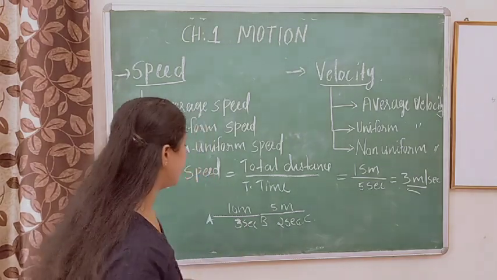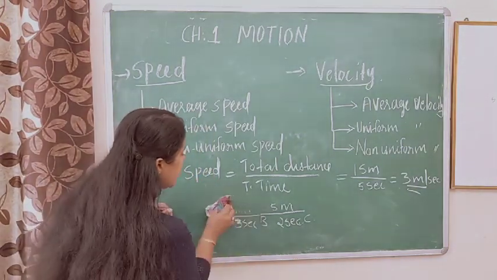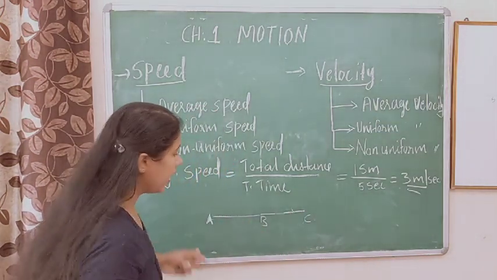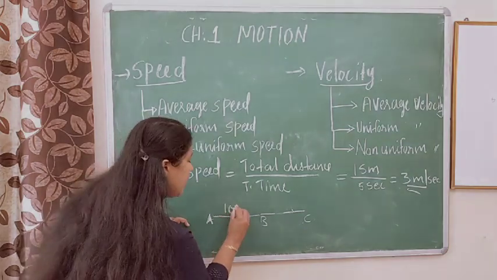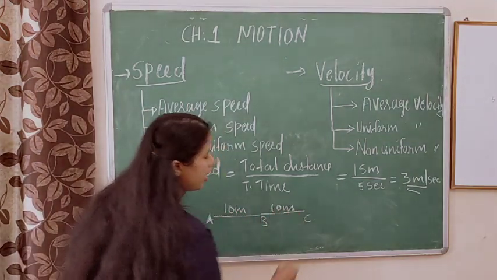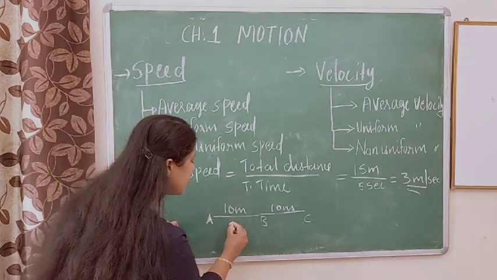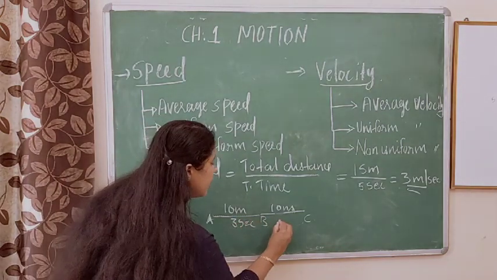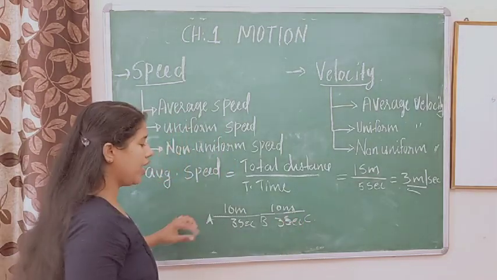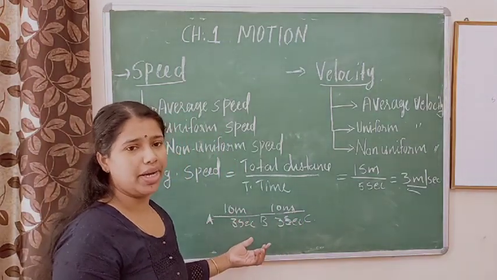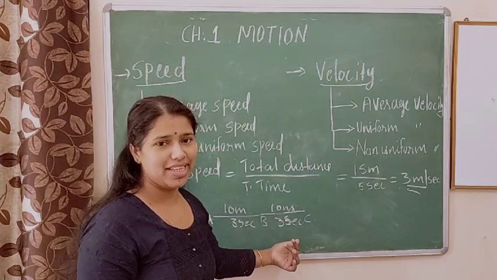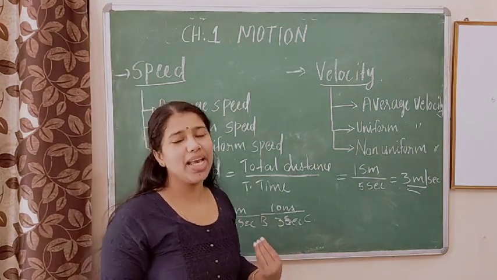For example, A to B we can take 10 meter, equal distance, here also 10 meter, here also 10 meter. Then here is 3 seconds, here is also 3 seconds. Okay, understood? Equal distance, equal time. Here 10 meter, 3 seconds. Here also 10 meter, 3 seconds. Equal distance in equal intervals of time.